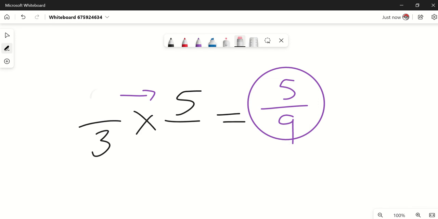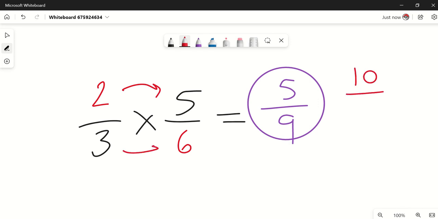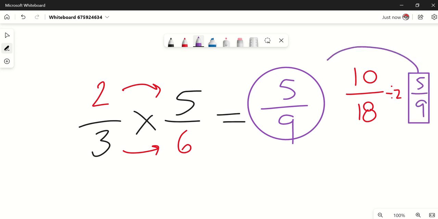Let's do this without simplifying. Let's plug in the original numbers. They were 2 and 6. If I multiply 2 times 5, that'll give me 10. If I multiply 3 times 6, that'll give me 18. These both have 2 in common. When I divide them both by 2, 10 divided by 2 will give me 5. 18 divided by 2 will give me 9. The exact same answer as I had over here. So you can use cross simplification, or you can just go through it and then divide by a common factor later. It's completely up to you.